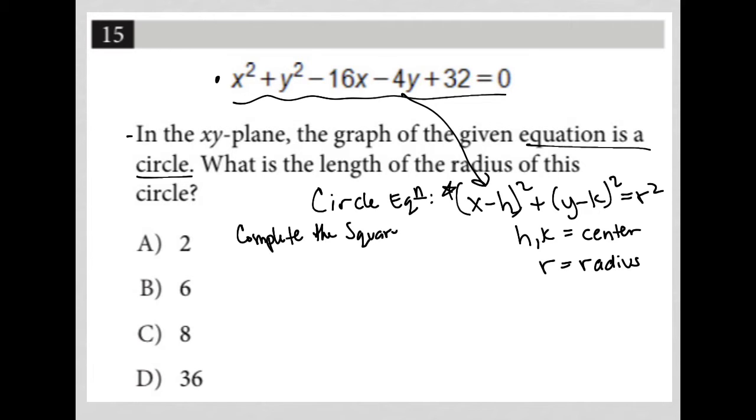If you don't know how to do this, you can just Google complete the square and you will find tons of videos on that. And also I would suggest some practice problems. But the process is here, right? So if you follow along, it's not a very difficult process.